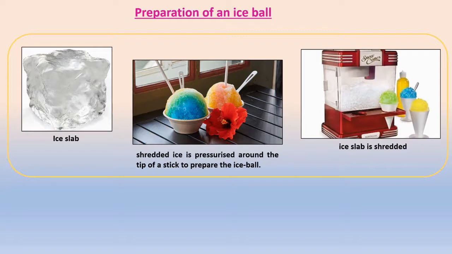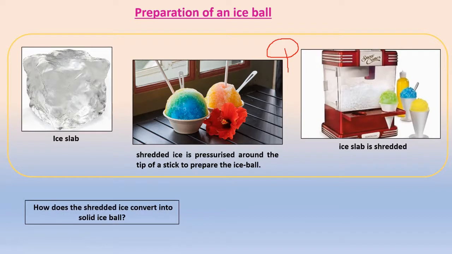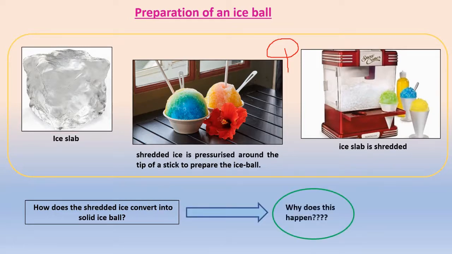So basically over here we can see a stick, and around this stick the shredded ice is pressurized. We have seen this, right? But how does the shredded ice convert into a solid ice ball? Have we ever wondered why this shredded ice is converted into a solid ice ball? First it was a solid ice slab, then it was finely shredded small pieces, and then again we got a solid ice ball. So basically, why does this thing happen? Let us understand now.